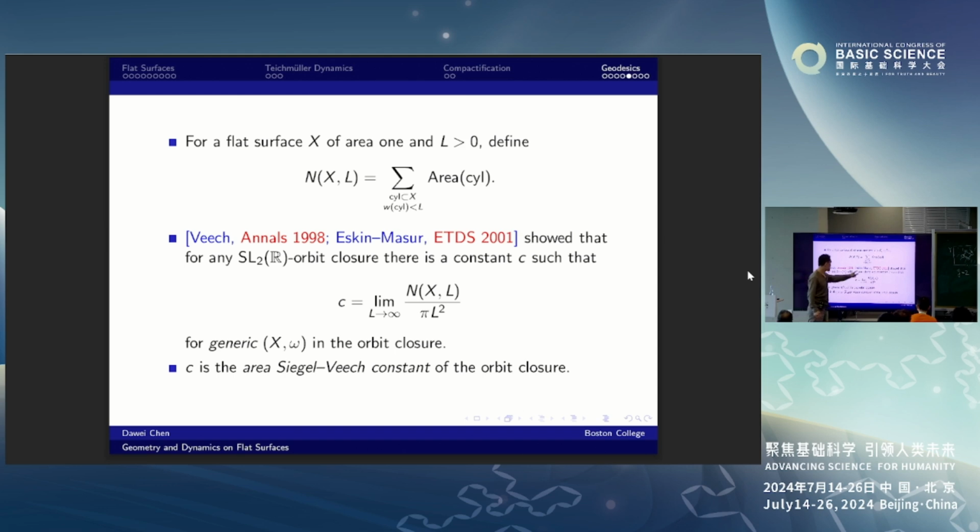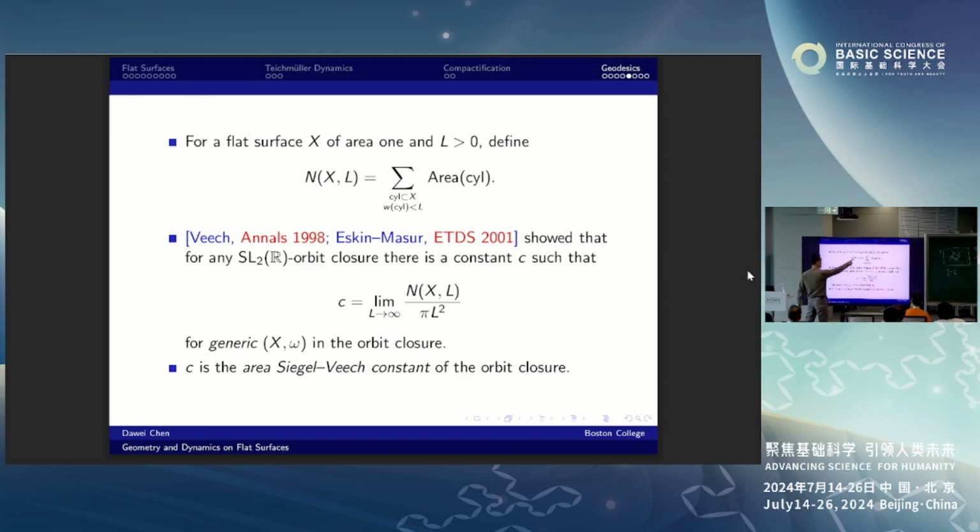And this number C, defined this way, is called the area Siegel–Veech constant of the orbit closure. If you change X and get a different orbit closure, this value can also vary. So it depends on the geometry of the flat surface as well. But if two flat surfaces give you the same orbit closure, their Siegel–Veech constants are the same. So it only depends on the orbit closure. It has a generic behavior with respect to the closure of these orbits.